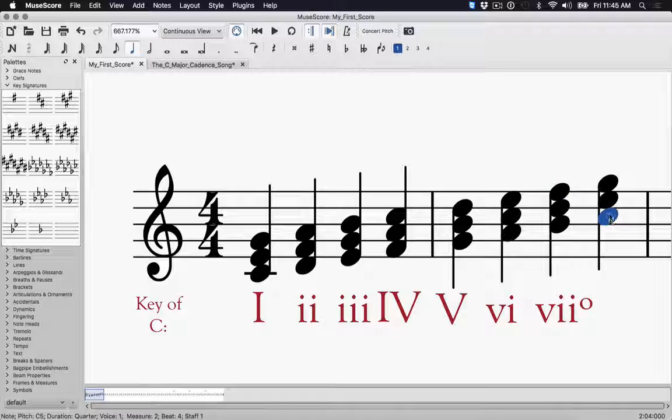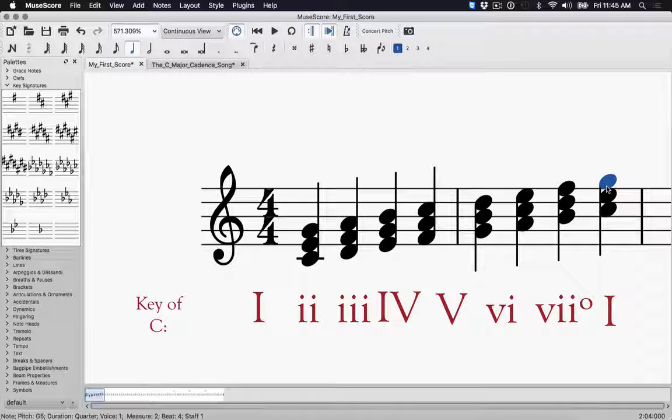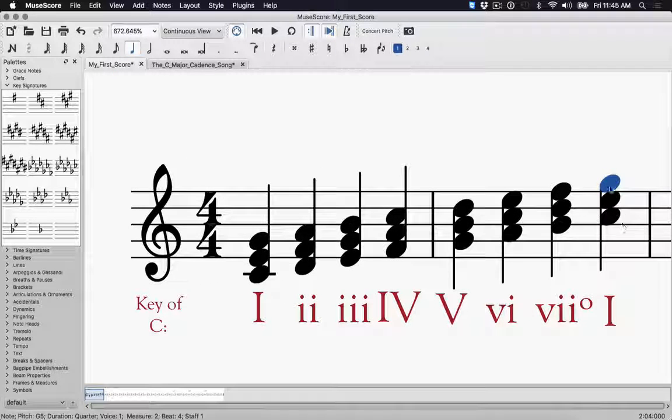And then when we get up to the top here, we're going to use Roman numeral 1. We never use Roman numeral 8. 7 is the highest Roman numeral we ever use. Okay? So we're never going to use Roman numeral 8. Always 1. So this is a 1 chord again, because it's a C major and we're in the key of C major.